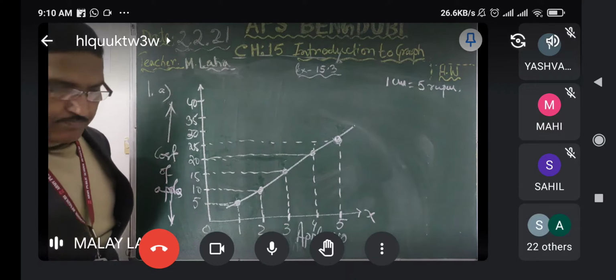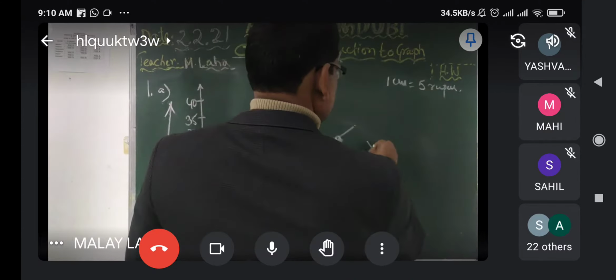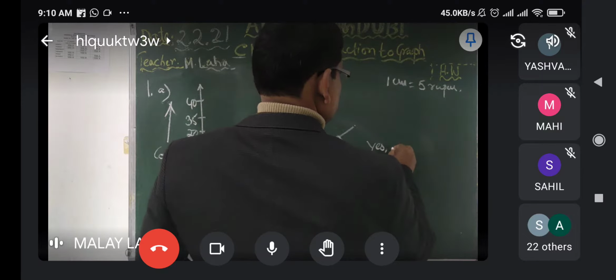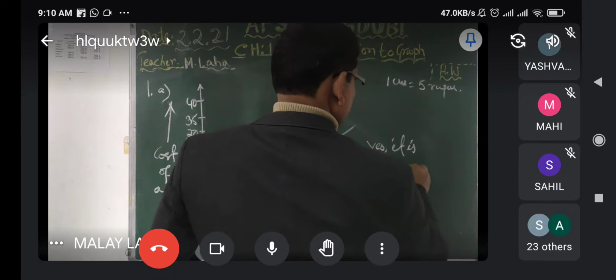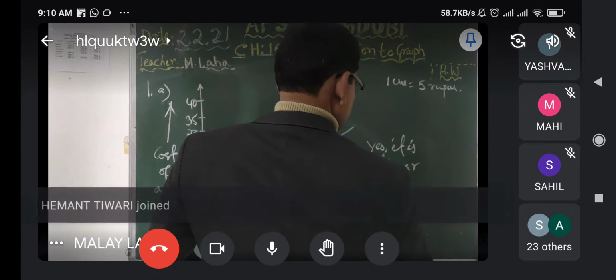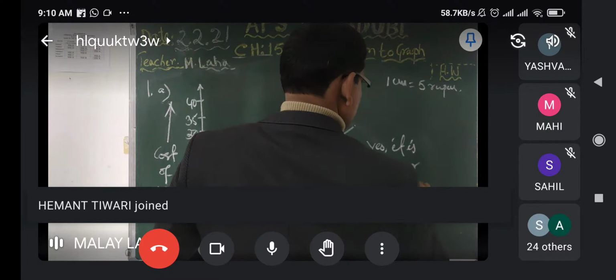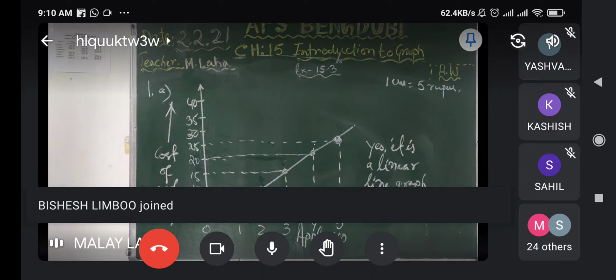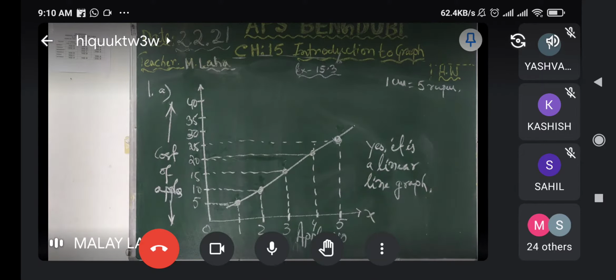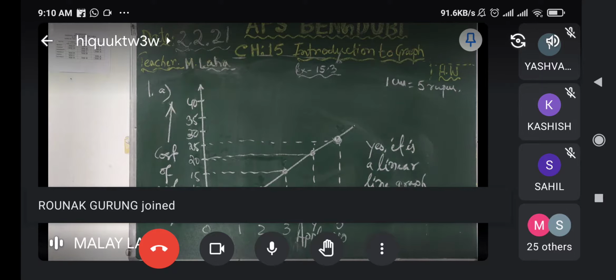Now, is it following the linear line graph? Yes, it is a linear line graph. Clear? Have you understood the concept? Yes, sir. Okay. You are using graph paper, so you will not face any problem. I am using handmade graph paper, so it may not be very straight, but I am trying to make it straight. If you use graph paper, it will be exactly a straight line.